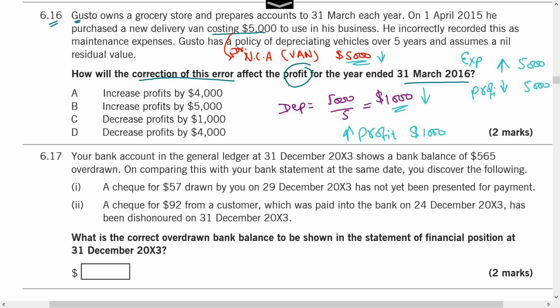Now if we specifically talk about profits, and if we correct this error, then as a result we will reduce our profit by 1,000 and we will increase our profits by 5,000, because as a result of the mistake we were reducing our profits. So as a net effect, our profits will be increased by $4,000.